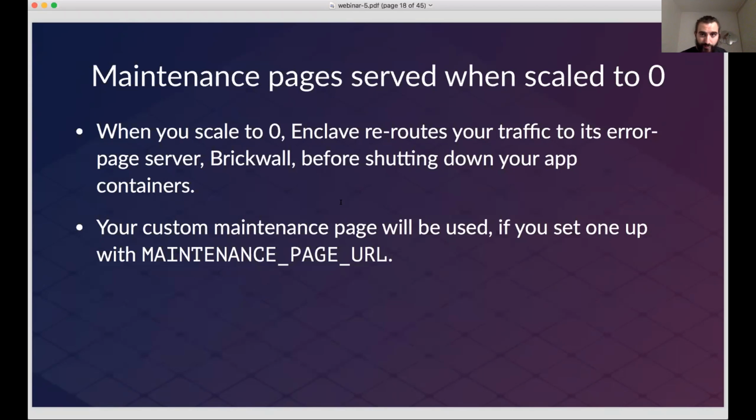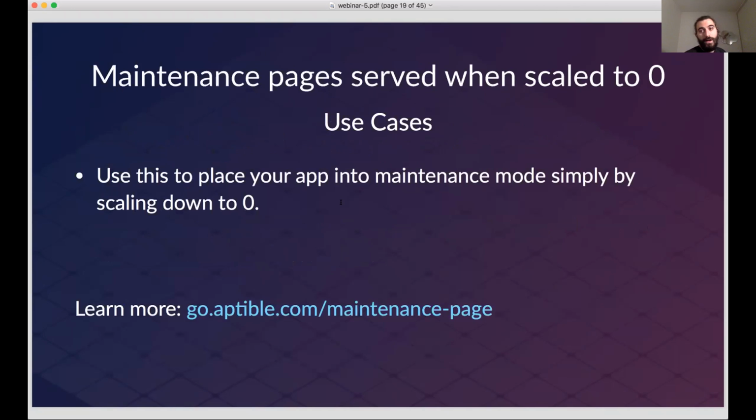Of course, if you want to use this, you probably want to customize the maintenance page as well. There's the maintenance page URL setting you can set on your app to tell us what page to serve for maintenance. The main use case for this is if you want to place your app into maintenance mode, maybe because you have database migrations that you'd like to run. You can use this change, just scale to 0, and everything will happen smoothly as you expect it. If you want to learn a little more about this, go to aptible.com/maintenance page. Once again, this will take you to our new docs, and this will let you review the various settings that are available and see in detail how this whole process works.